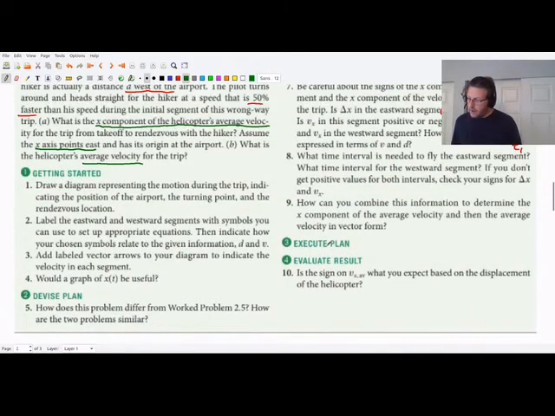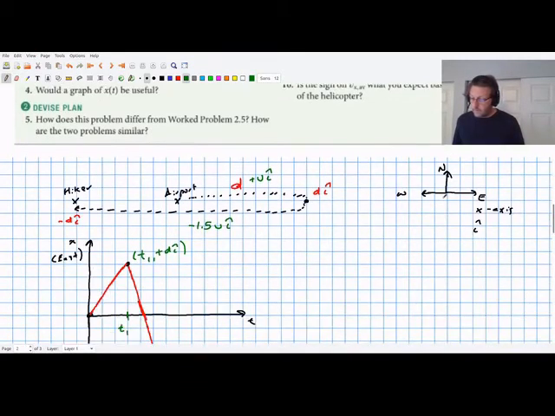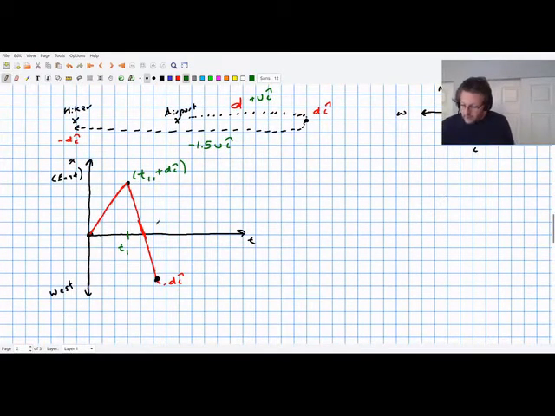And then, what time interval is needed for the westward segment? Okay, how much time does it take to get all the way back to where they were supposed to be? So I'm going to label that one T2, the moment where they get where they're supposed to be. That means this location has coordinates T2, minus d i hat. And we're going to figure out how much time it takes to do that.